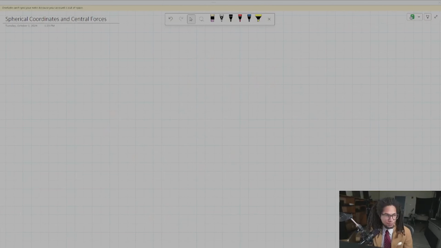But in the process of doing that, we're going to work with the spherical coordinate system and do the same kind of derivations we did for the polar coordinate system. So let's hop into OneNote so that we can begin doing that. First of all, let's just define spherical coordinates.